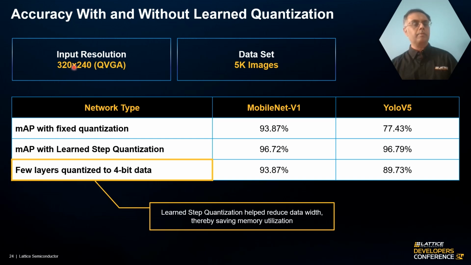Here again, for the model itself, we work with 320 by 240 QVGA resolution. That's the input resolution of the model. We did not go with any kind of image resizing. We trained with a 5K data set. Actually, the data set was 5K, but we did quite a bit of augmentation and increased the size of the data set to take care of different distances. That was one of the important criteria given to us.